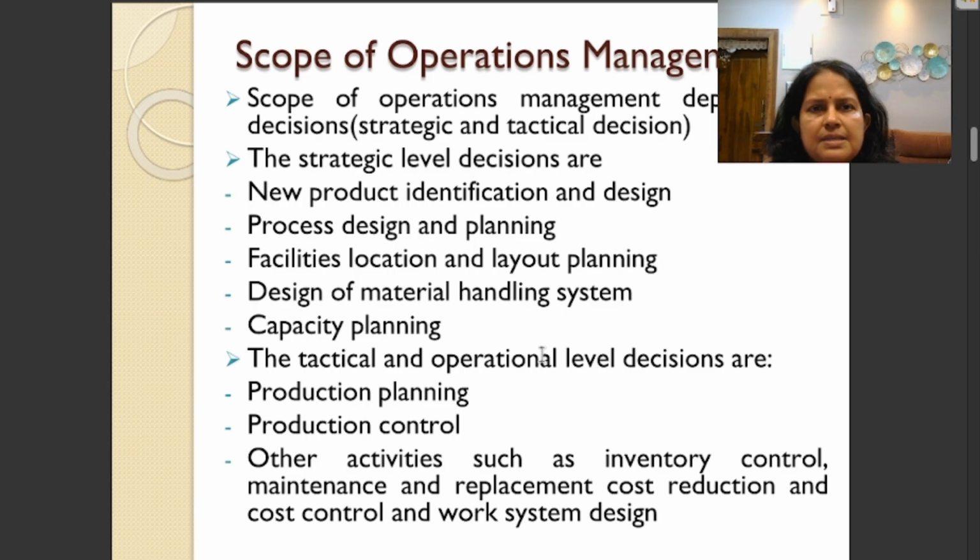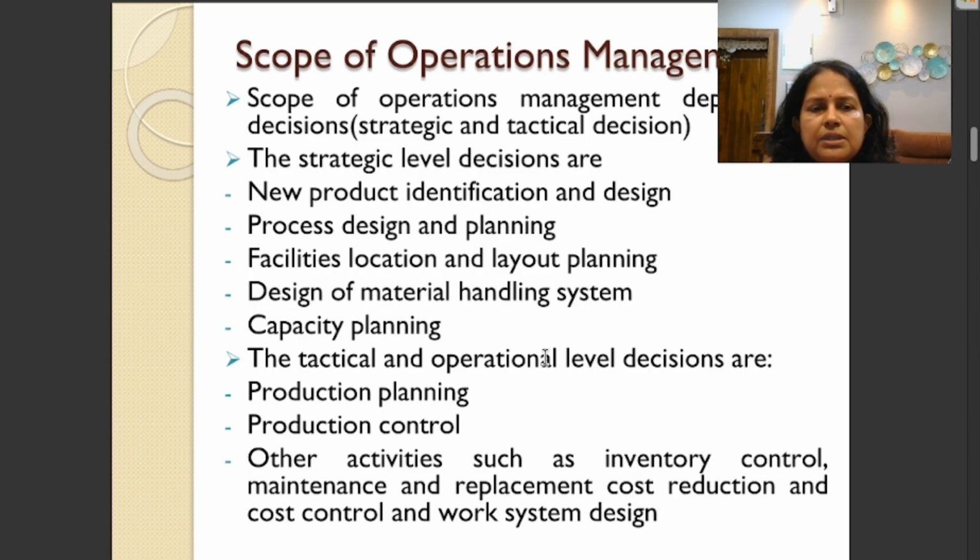The scope of operations management deals with strategic level and tactical level decisions. Strategic level decisions, we all know, are when we invest in land, choose a location, and plan the layout structure and capacity planning. All this goes under strategic planning decisions. Design of the materials handling system, product design, process design, these all go under the strategic decision area.